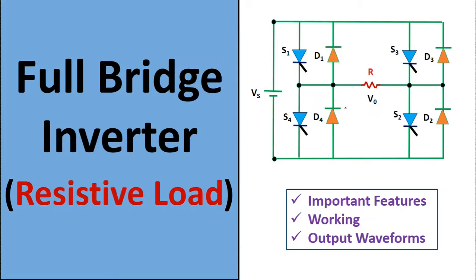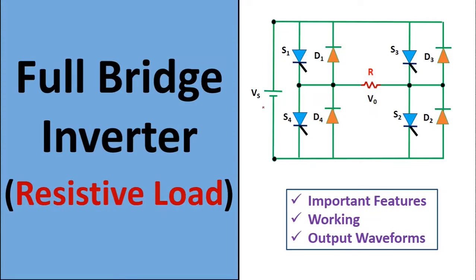Here we are using 4 thyristor switches S1, S2, S3 and S4 and 4 diodes D1, D2, D3 and D4. And if we compare the number of thyristor switches and diodes with the half bridge inverter, in the half bridge inverter we were using 2 thyristor switches and 2 diodes, whereas in the full bridge inverter number of thyristor switches and number of diodes are doubled.